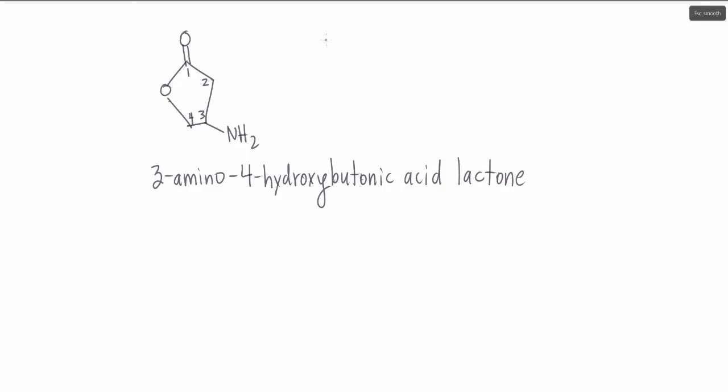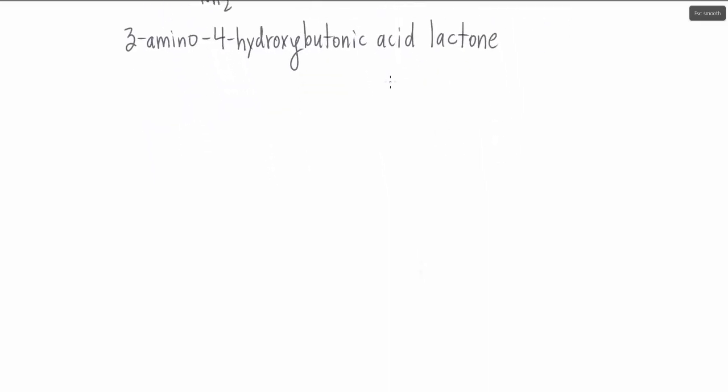All right, so 2, I want you to do the same. Break into the carboxylic acid. Okay, now I'm going to do another example similar to this one.